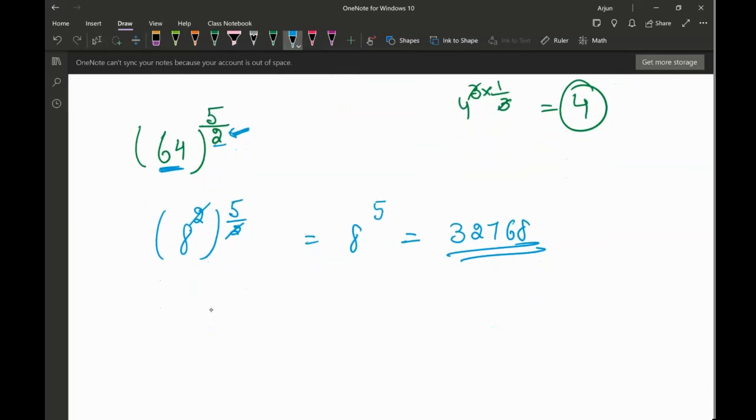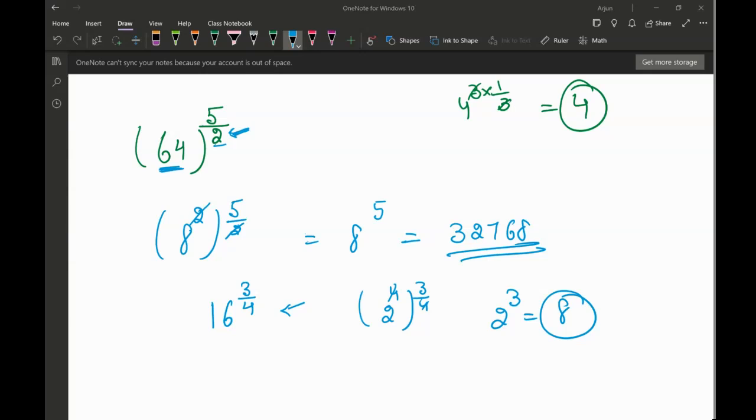Now another question I'm going to do: 16 raised to the power 3 over 4. I'll encourage you guys to pause the video and try to do it by yourself. So welcome back. What you're going to write for this question is 2 raised to the power 4 and 3 over 4. You cancel these two terms, 2 raised to the power 3, which is equal to 8 as my final answer.